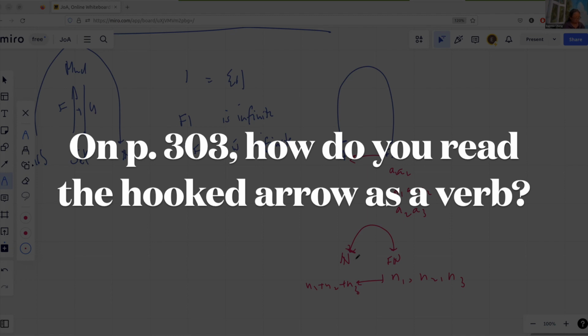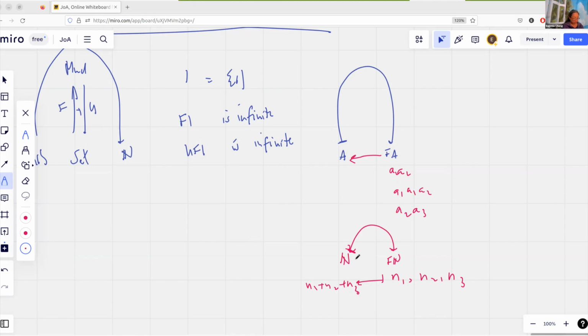Page 303, bottom of the page. How do you read the hooked arrow as a verb? Great question. Should I be reading it as hooked, as included into or included in? Yeah, you can say include. I might say includes. I might say includes, yes.